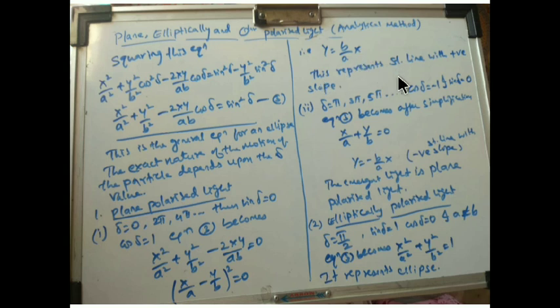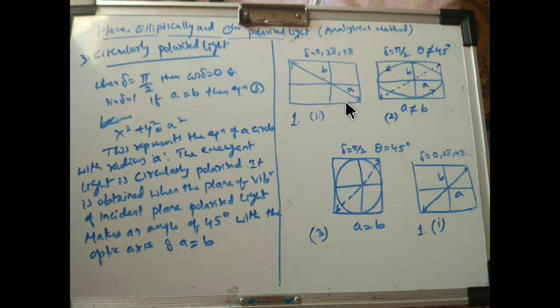This is going to represent the straight line with the positive slope, that is b by a, as it is shown in this figure and represented here. This is the straight line with the slope b by a. So now this shows that the emergent light is plane polarized in the same plane as that of the incident light.